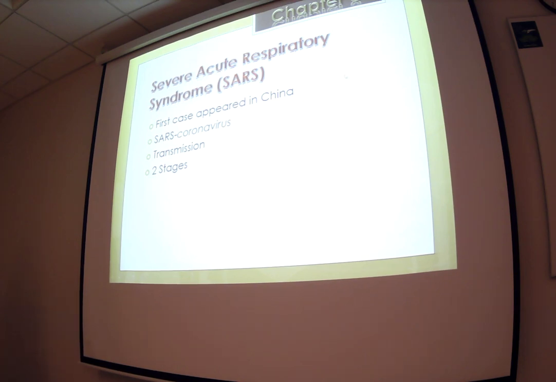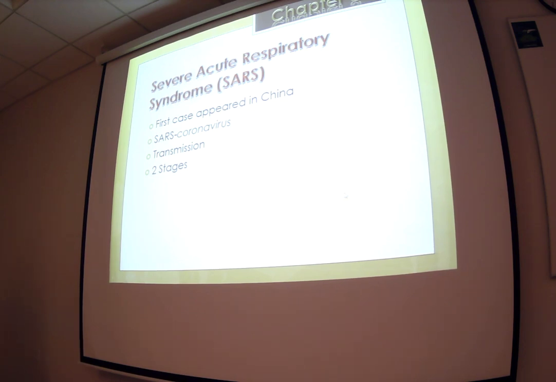SARS, or severe acute respiratory syndrome. So the first case of SARS first appeared in China back in 2003. There was a global outbreak. SARS is a coronavirus. It is of unknown origin. So we're not talking about the current one. This is the one back in, SARS-CoV-1.